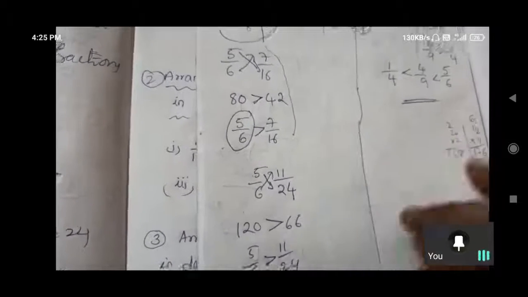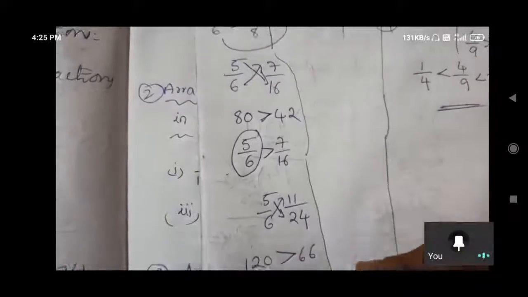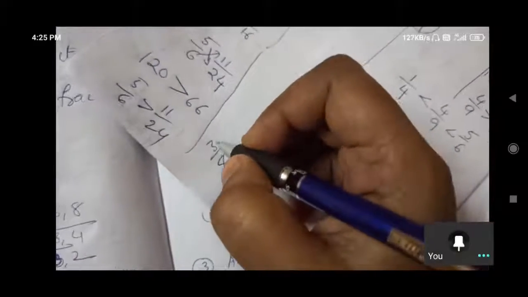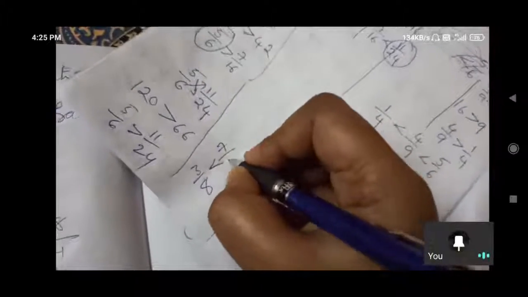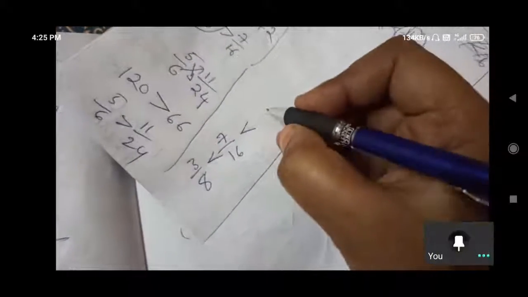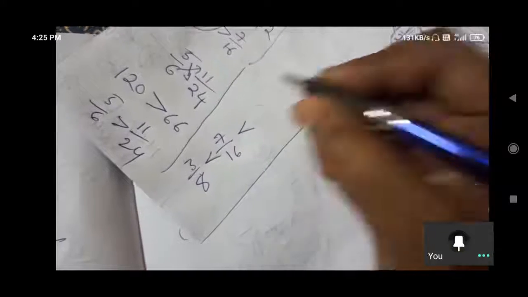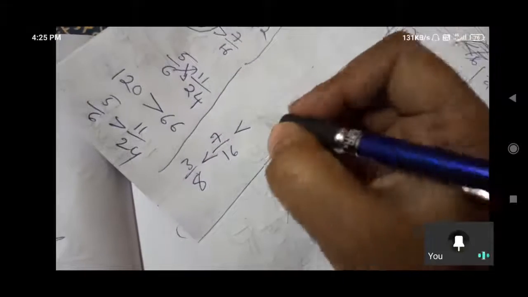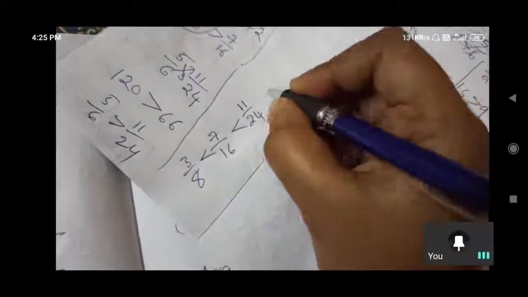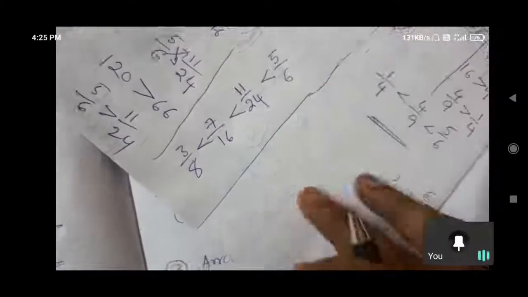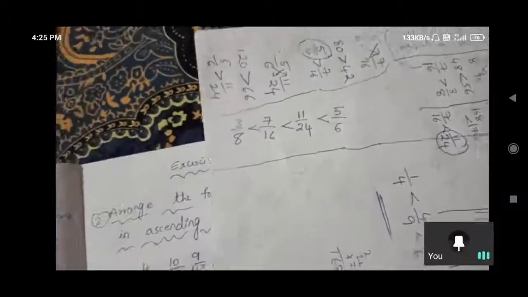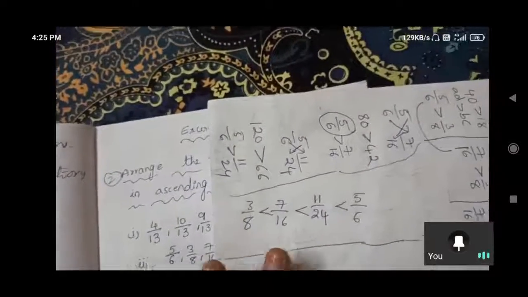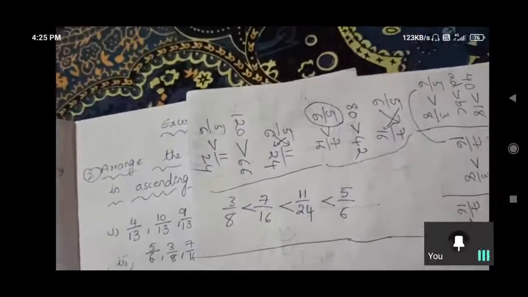So all you concluded. Among these, which one is smaller, Nana? 3 by 8 is smaller. Yes? Smaller one is 3 by 8. Less than 7 by 16. 3 by 8 is less than 7 by 16, which is less than 11 by 24. 11 by 24 is less than 5 by 6. Among all this, which one is bigger? 5 by 6 is bigger. 3 by 8 is the smallest. Then second smallest is 7 by 16. Then 11 by 24. Then 5 by 6. This is the ascending order we got.